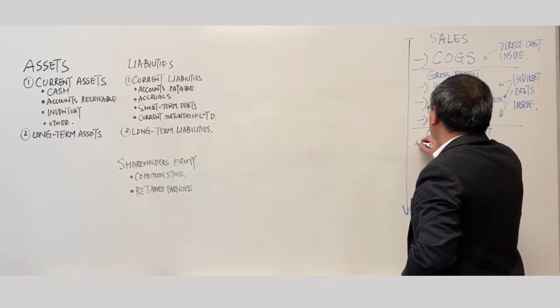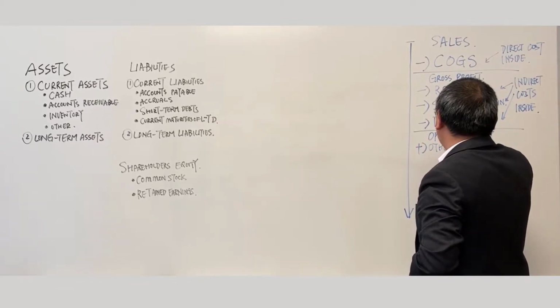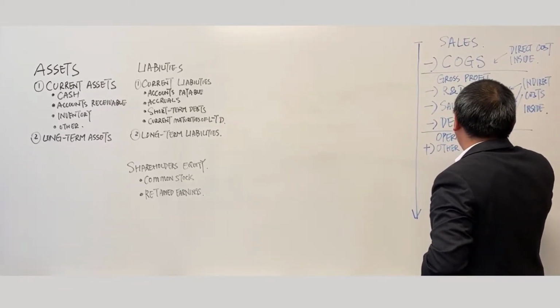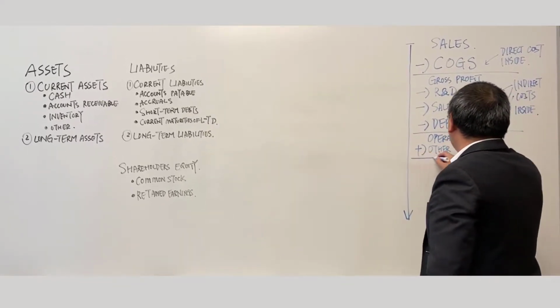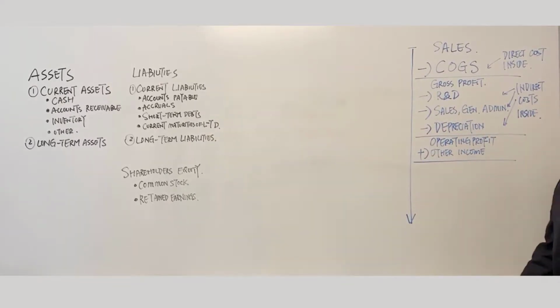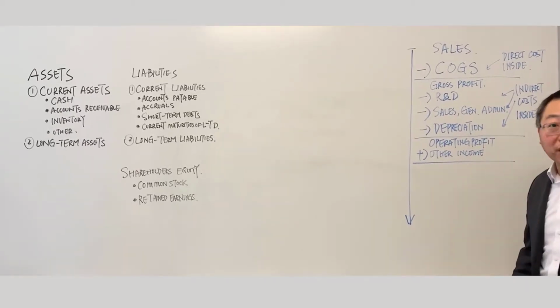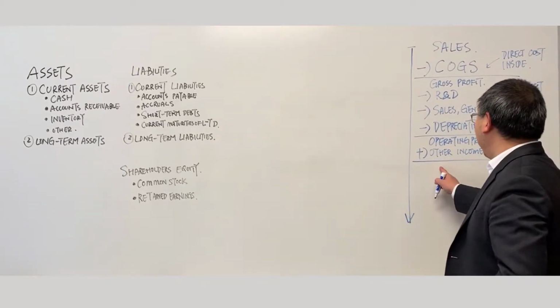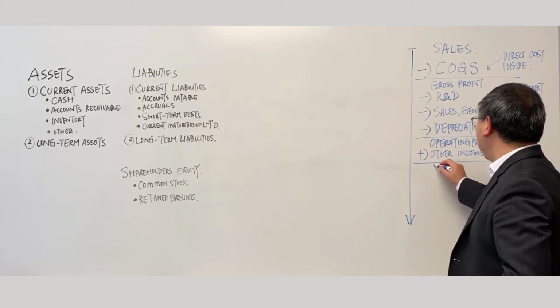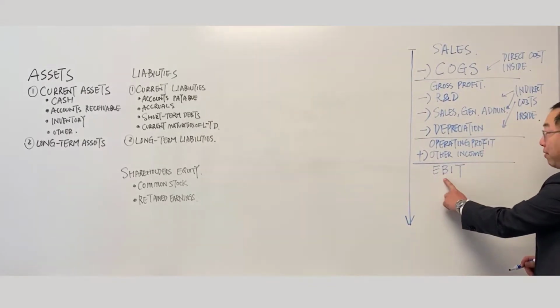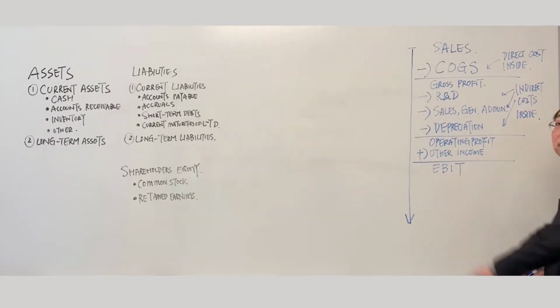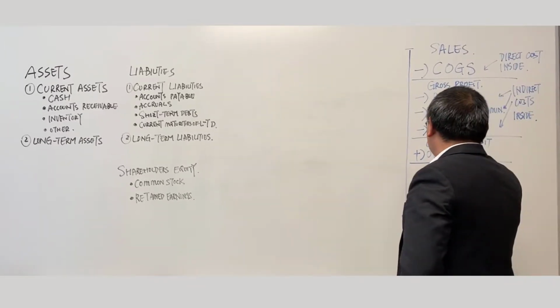You can add in some other income. The company may have other income, or may not, like income from investment activities. I can receive dividends. Then right now we will have EBIT, earnings before interest payment and taxation. Then minus interest.